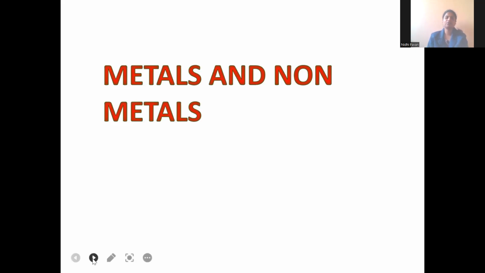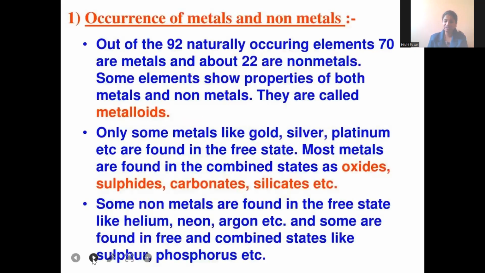First, we are going to consider where we get these metals and non-metals. Usually we get metals and non-metals from the earth's crust. In total, we have 92 naturally occurring elements. Of these 92, 70 are metals and the remaining 20 are non-metals which occur naturally. There are some special elements which show the properties of metals as well as non-metals. Such elements are called metalloids.